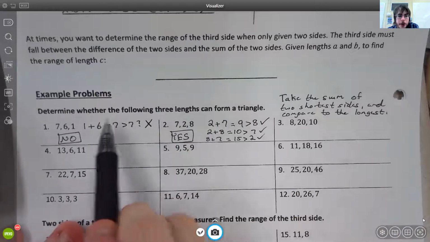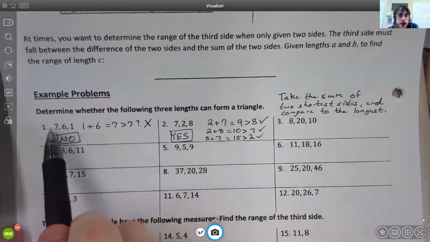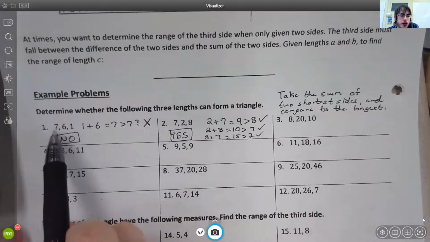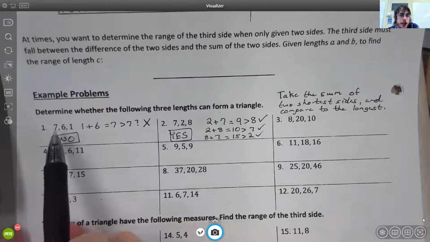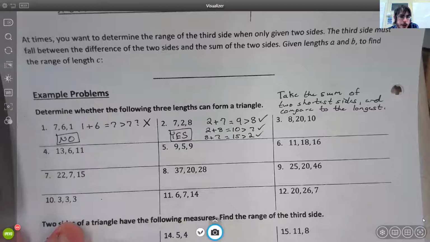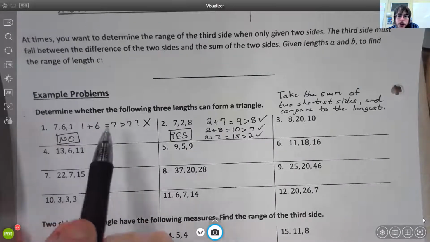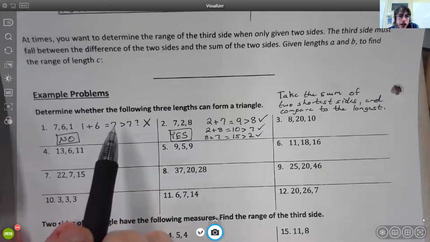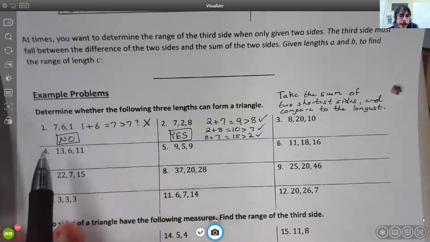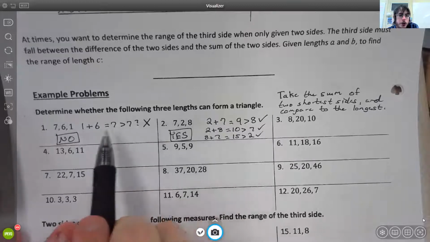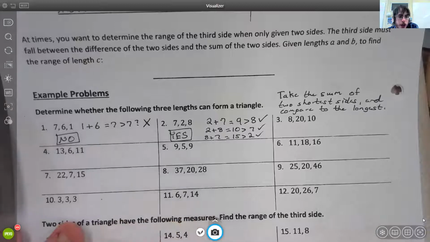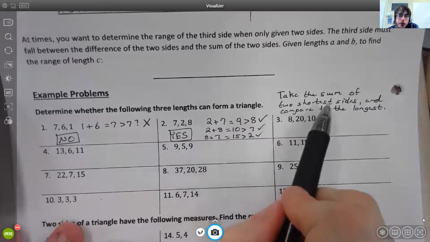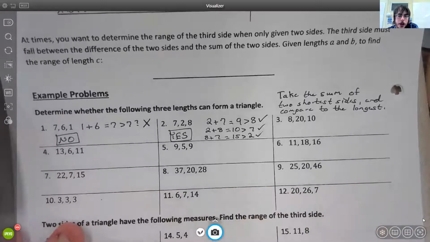Now you notice here that we took the 2 smallest. Well, if you had taken the 2 largest ones here, 7 plus 6 would give you 13, which is obviously bigger than 1. And 7 plus 1 would give you 8, which is obviously bigger than 6. Okay? That's why I always start out with the 2 smallest, the 2 shortest ones, because that will always give you a yes or no answer pretty much immediately. Because if the 2 shortest sides are not longer than the third side, there's no way for it to be a triangle in the first place. Okay, so take the sum of the 2 shortest sides and compare it to the longest side.